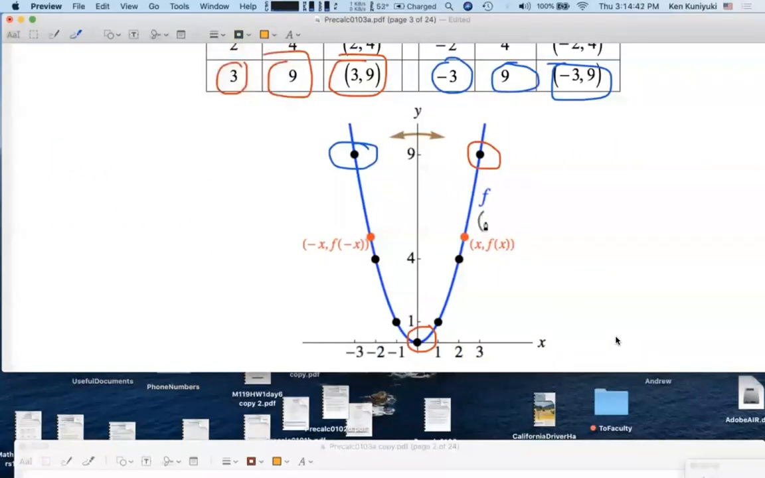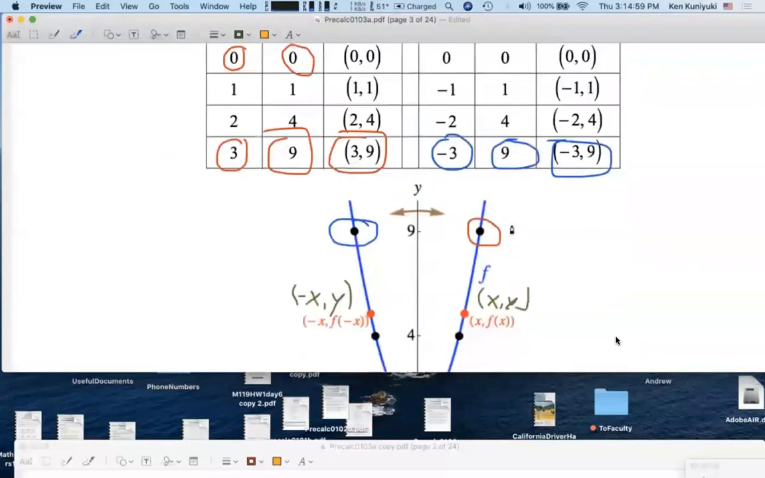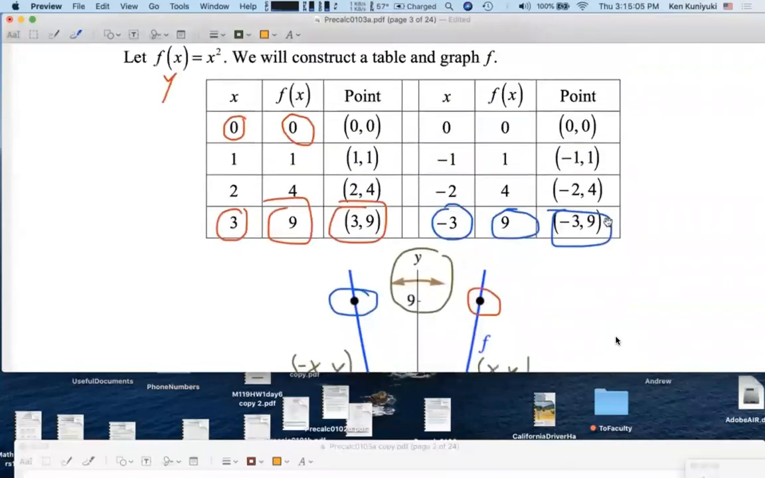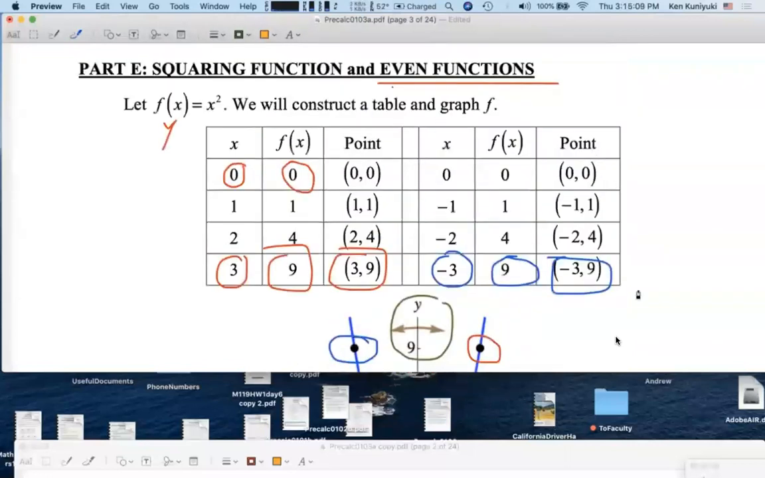If the point x comma y lies on this graph, then that means that the point opposite of x comma y will also lie on this graph. So the graph of this function, which is an even function, will exhibit this symmetry about the y-axis. The graph of y equals x squared is symmetric about the y-axis. That's true of the graph of any even function, such as this one.